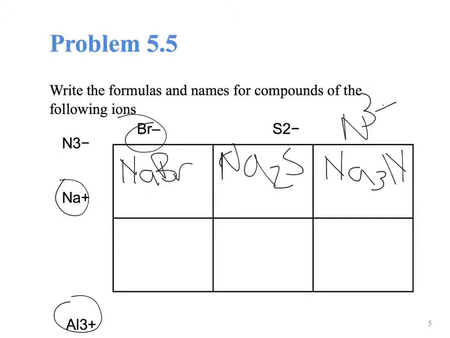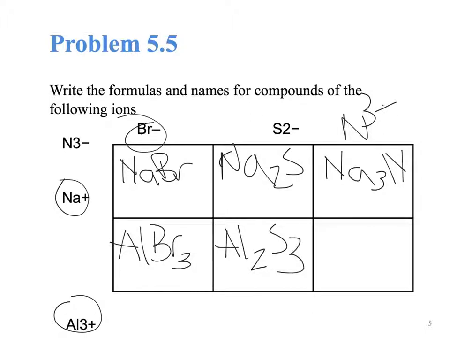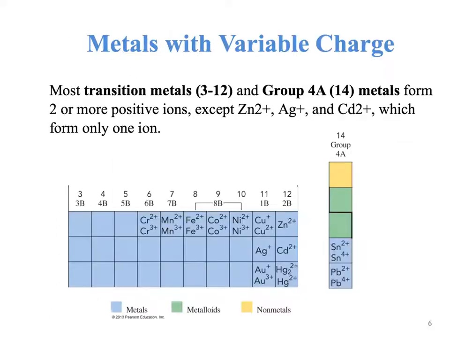So between these two, this will be aluminum bromide. This one will be aluminum sulfide. And this one will be aluminum nitride.